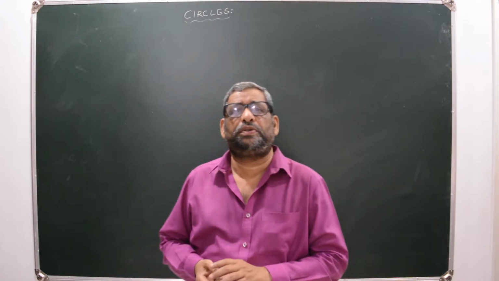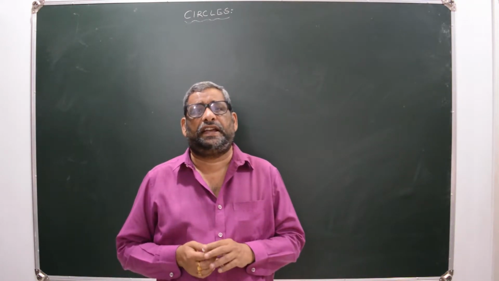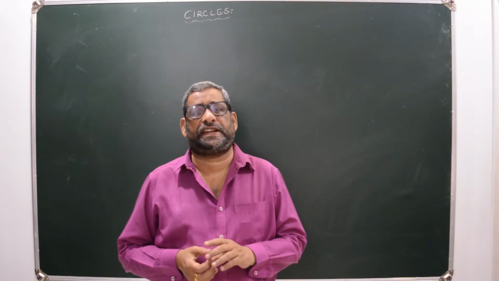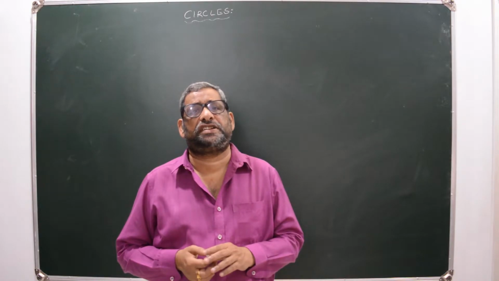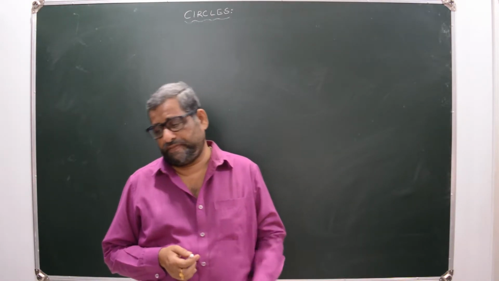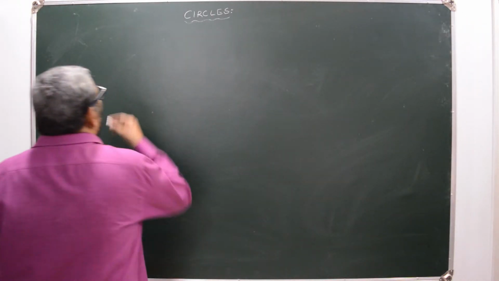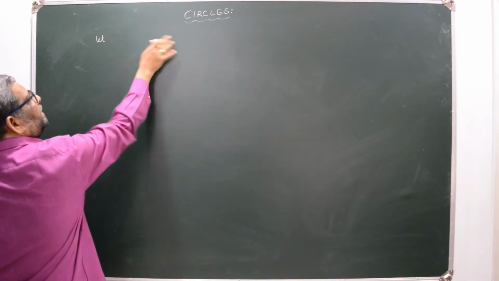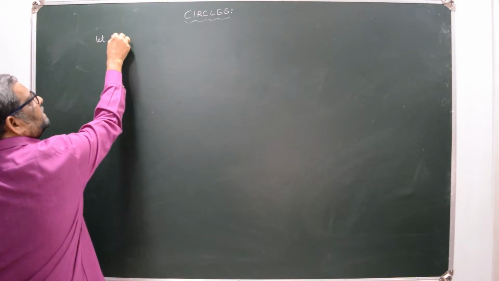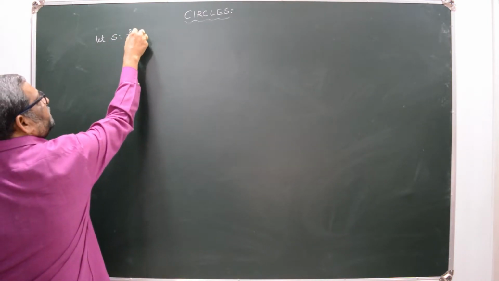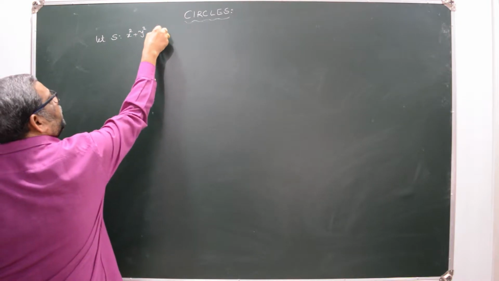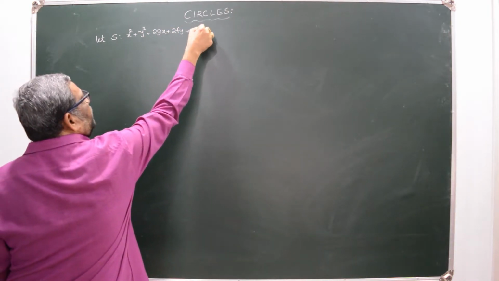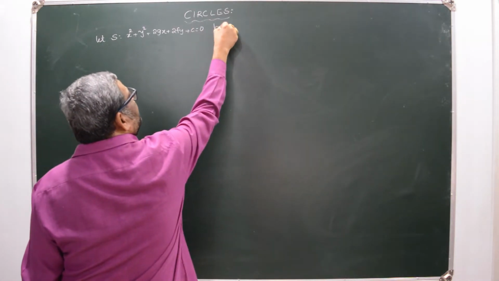In this video, we will discuss the position of a point with respect to a circle, the position of a line with respect to a circle, and the definitions of tangent, secant, chord and so on. First of all, we will denote the circle by S. Let S: x square plus y square plus 2gx plus 2fy plus c equal to 0 be a circle.